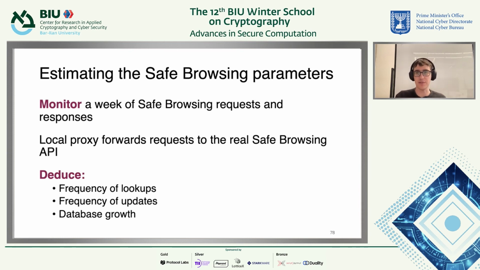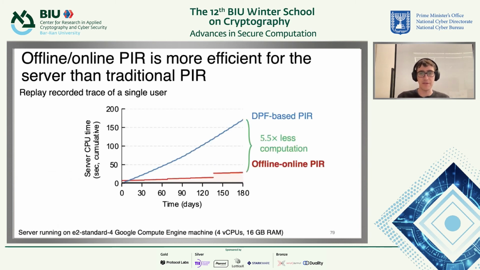The way that we did the evaluation is that we monitored a week of safe browsing requests and responses on our own machines during normal browsing activity. We looked at the requests that the browser sends to the server and the responses, and from these you can deduce different parameters that help in the evaluation. Things such as the frequency of lookups, the frequency of updates to the database, as well as how big the database is and how much it grows. Then we used this recorded trace to evaluate different PIR schemes.